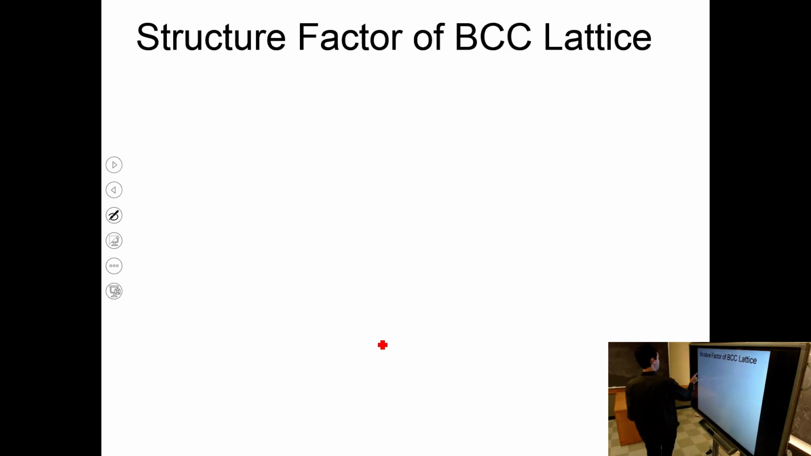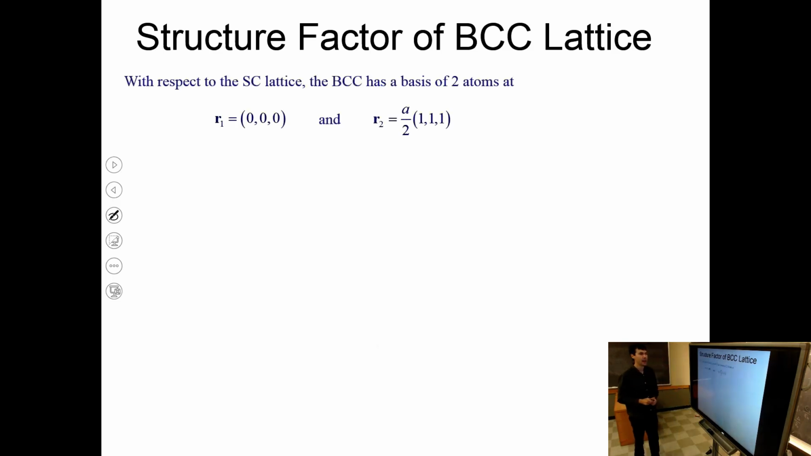Okay, so let's look at the BCC lattice. BCC lattice is a simple cubic lattice, and it has a basis of two atoms. So inside the cubic unit cell, there are two atoms. One is at 0, 0, 0. The other one is at 1, 1, 1 times A over 2. So the second one is in the center of the cube. That's why it's called the BCC. It's the body-centered cubic lattice. One atom is in the center of the cube.